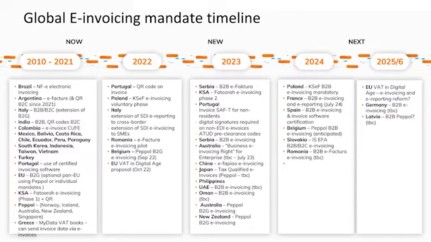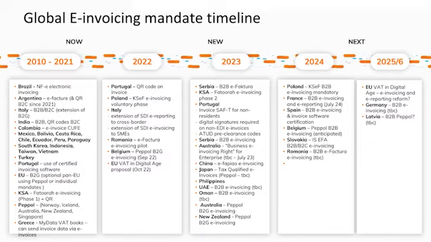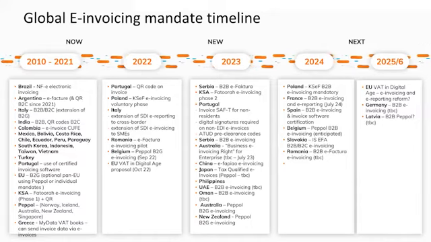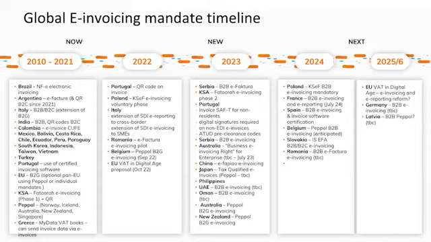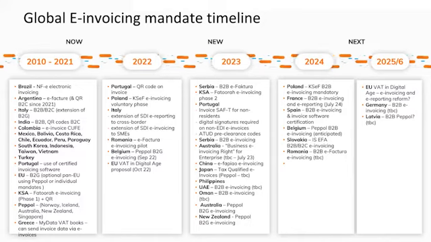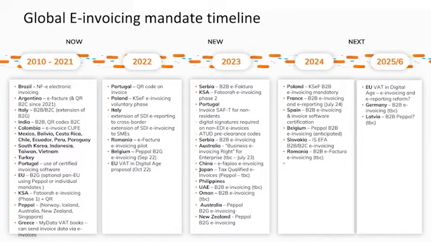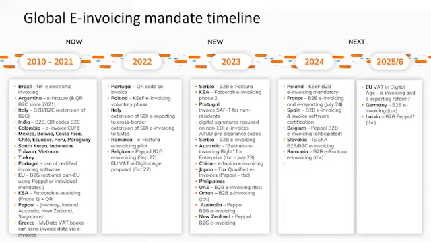But the real game changer is 2024, when we're going to see huge European economies mandate B2B invoicing for the first time. So that's going to include France from July 2024. So from that date, over 4 million businesses will need to be in a position to receive electronic invoices. And the largest businesses in France will have to issue all of their invoices in mandated digital formats. We're going to see similar mandates in Spain, Belgium, Slovakia, and Romania that year.